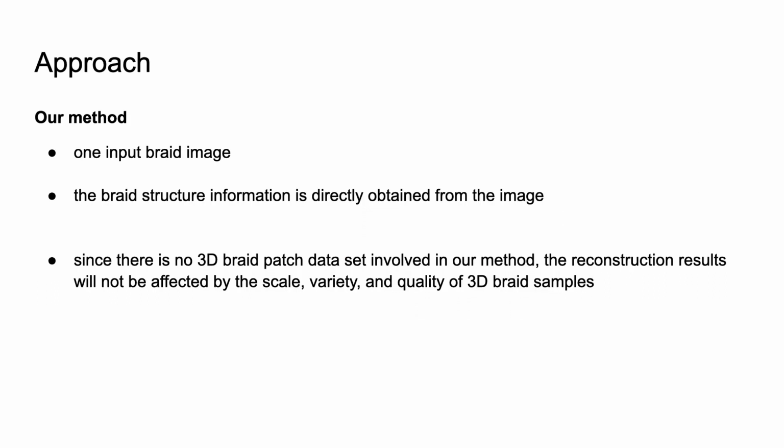Our braided hairstyle modeling system only requires a single input hair image. There are no constraints on the view of the input image. Moreover, the braid structure information is directly obtained from the image. The system can recover the braid structure without any predefined 3D braid patches or models. Thus, the reconstruction results will not be affected by the scale, variety, and quality of the 3D braid samples.